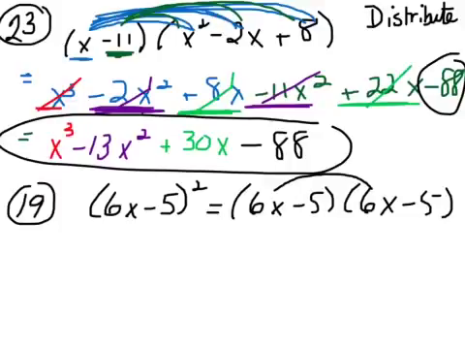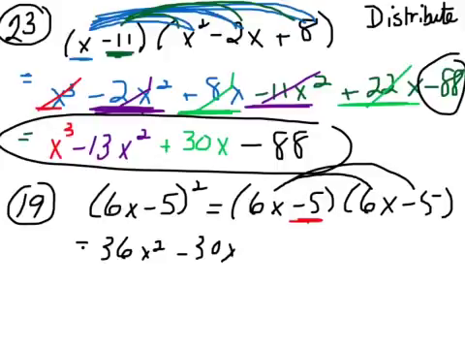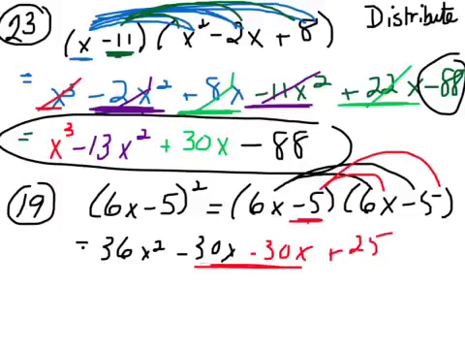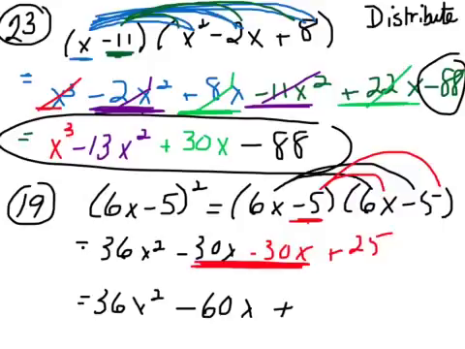6x times 6x is 36x squared. 6x times negative 5 is negative 30x. Now if I distribute this, negative 5 times 6x is negative 30x. And then negative 5 times negative 5 would be plus 25. These 2 middle terms almost always combine here. So we have negative 30x minus 30x would be negative 60x plus 25.